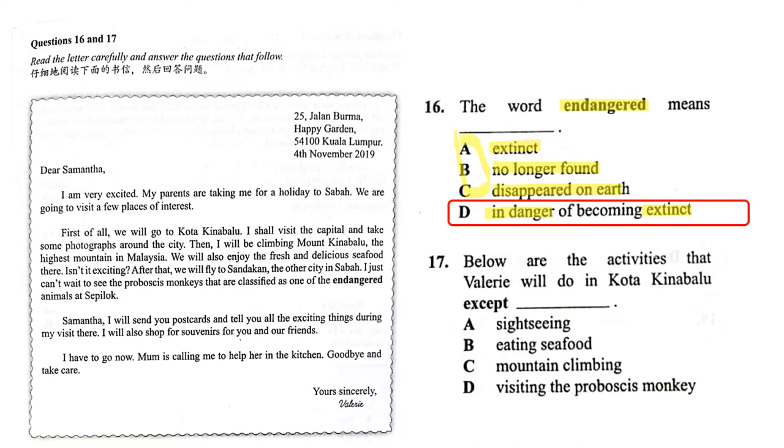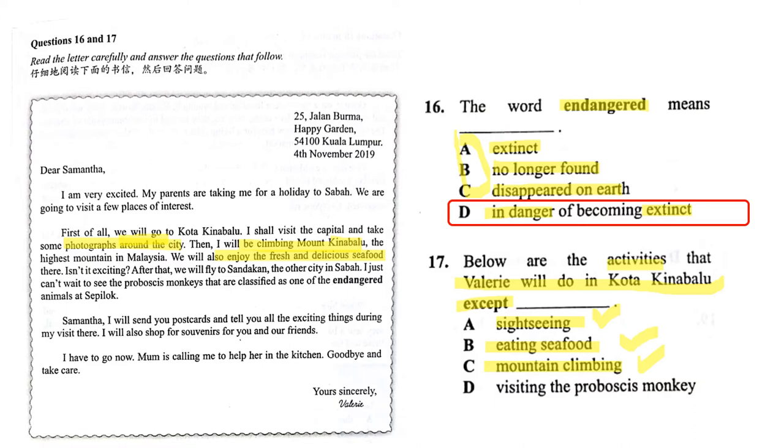Okay? So number two. Below are the activities that Valerie will do in Kota Kinabalu. Except means she didn't do. The rest she did. Okay, first one, sightseeing. First of all, I shall visit and take some photographs around the city. This means sightseeing. Sightseeing means you go around the city. So this is correct. A is correct. Eating seafood, mountain climbing. I will be climbing Mount Kinabalu. This one is correct. The highest mountain. Enjoy the fresh and delicious seafood. So this is also correct. All of these are correct.